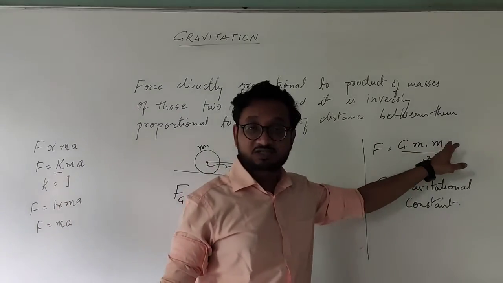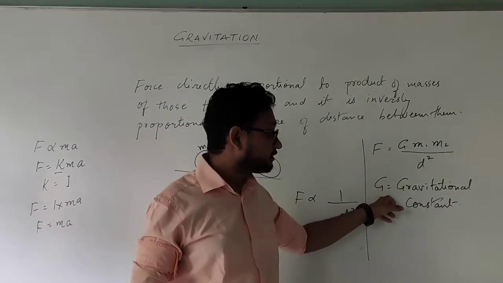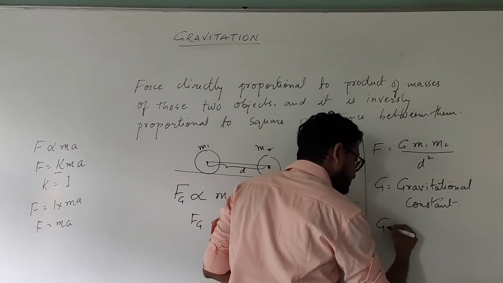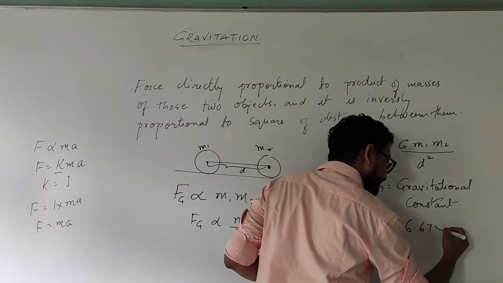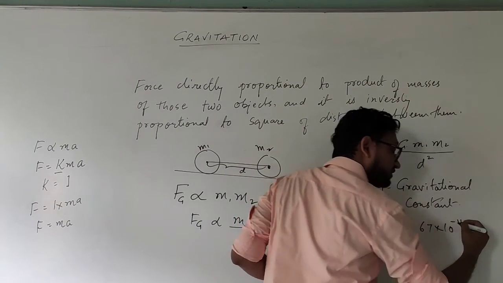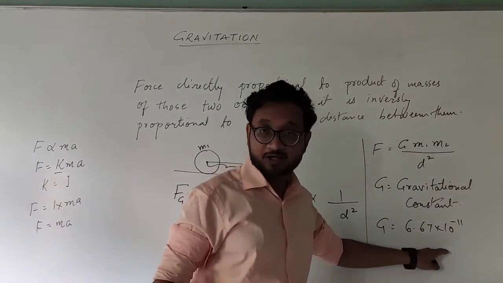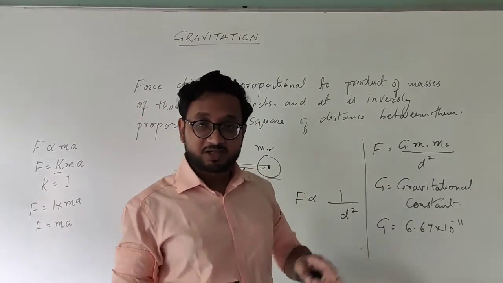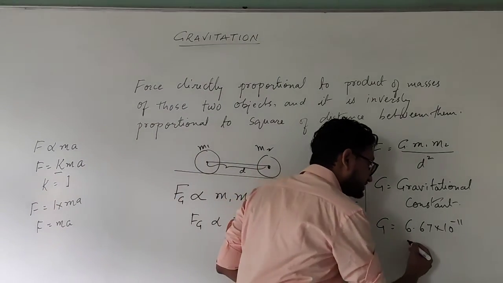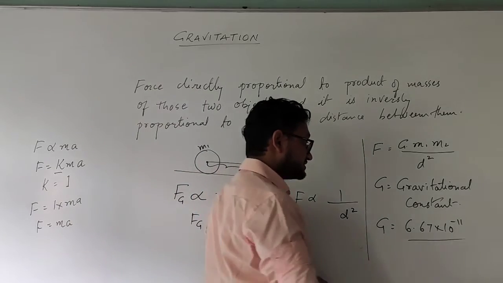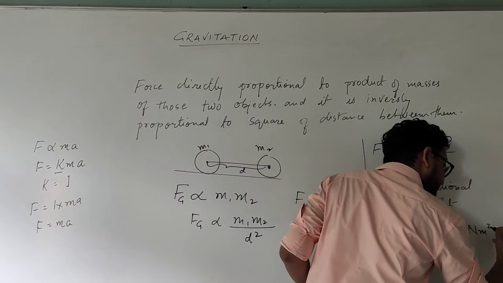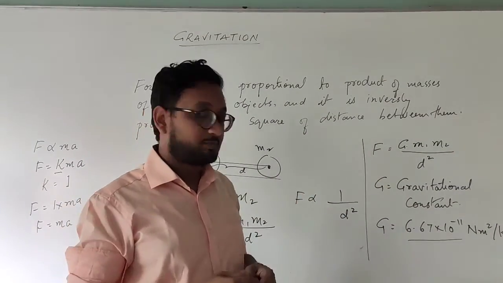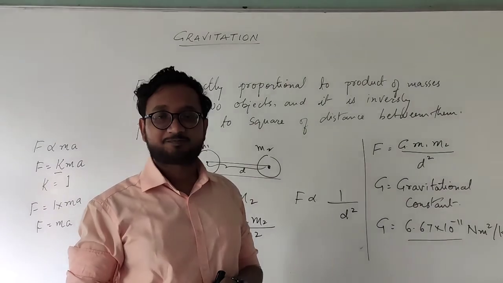The masses of the objects can change, but the value of the gravitational constant will remain as it is, and its value is G is equal to 6.67 into 10 raised to minus 11. Okay, and this value is not 1 as you can see, just like before. So whenever you are finding the gravitational force between two objects, you will have to use this value always, which is in Newton meter square per kg square. This is the unit of the gravitational constant.